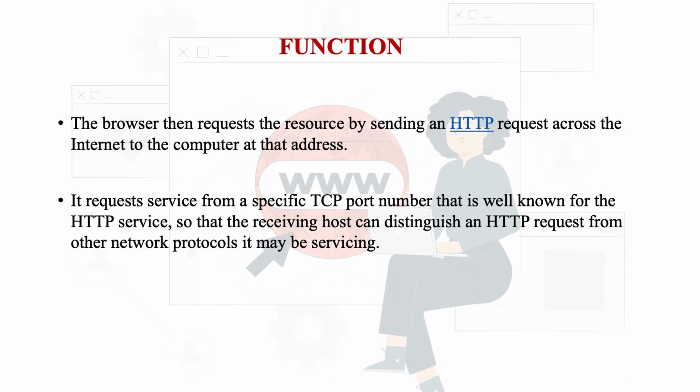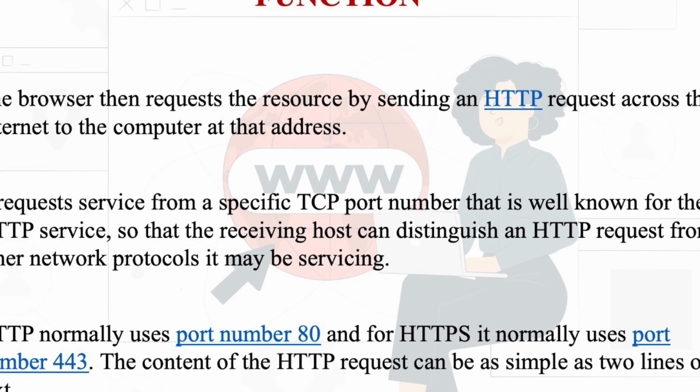address. It requests service from a specific TCP port number that is well known for the HTTP service, so that the receiving host can distinguish an HTTP request from other network protocols it may be servicing. HTTP normally uses port number 80 and HTTPS normally uses port number 443. The content of the HTTP request can be as simple as 2 lines of text.